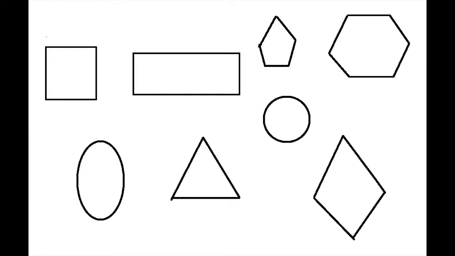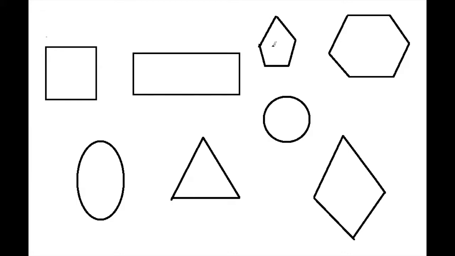Hey pre-K, what do you see on this page? Yep, I see lots of shapes too. Can you name some of the shapes on this page? I see a square right here, and a rectangle, and I spy an oval, and a triangle, and a circle, and a diamond. Does anybody know what this shape is called?